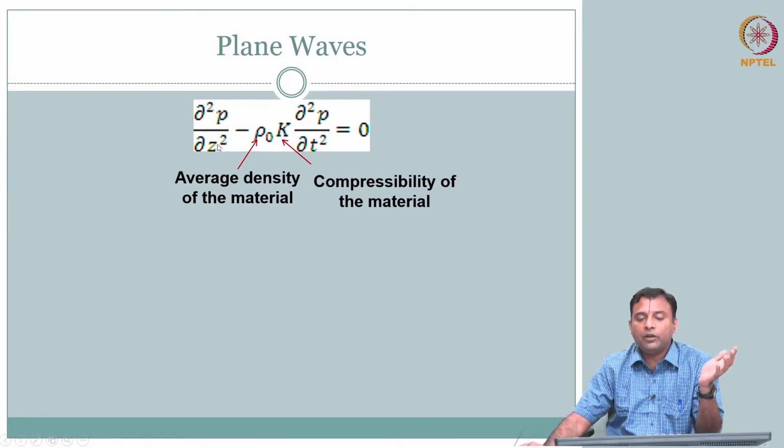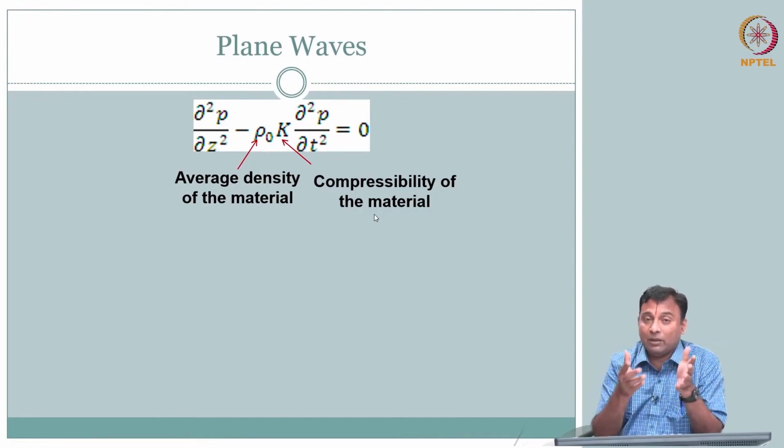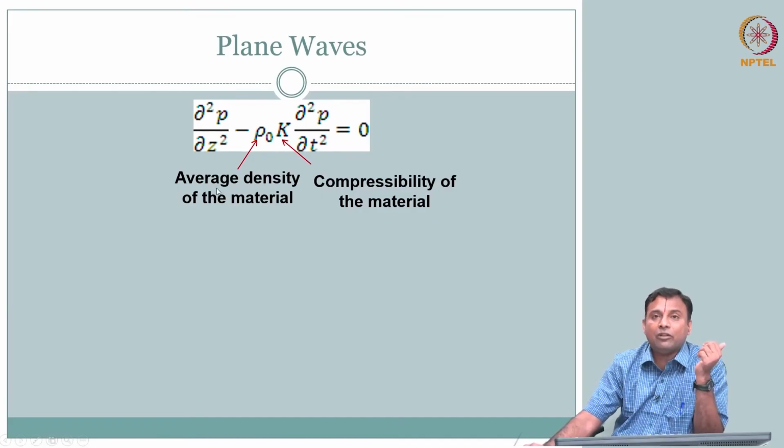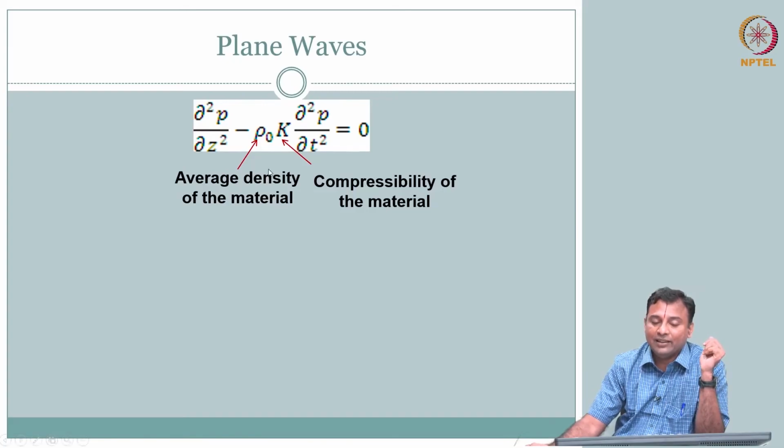So, I have brought that RHS to LHS. So, it becomes dou square p by dou z square minus rho naught k dou square p by dou t square. Of course, when we did the general thing, 1 by c square was there, and I said it is related to the medium property. So, this is actually a medium property: the average density of the material, and then the compressibility of the material. You are applying pressure, the particle has to move. So, how compressible the material is, together with its density, will determine the propagation of this wave. Okay, clear.